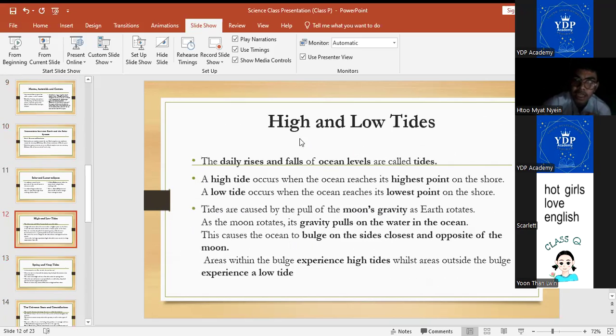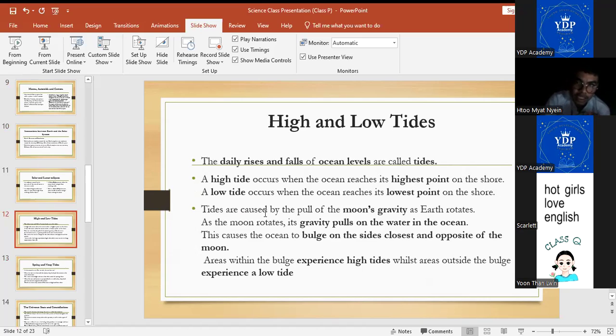Okay, the next one is high and low tides. The daily rises and falls of the ocean levels are called tides. A high tide occurs when the ocean reaches its highest point on the shore. A low tide occurs when the ocean reaches its lowest point on the shore. Tides are caused by the pull of the moon's gravity as Earth rotates.